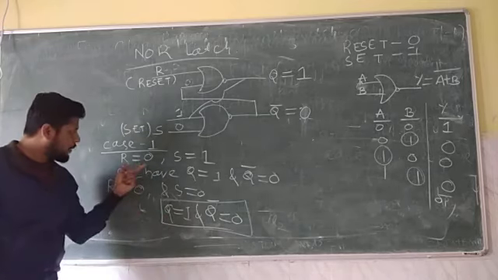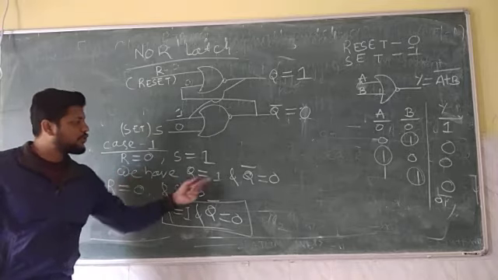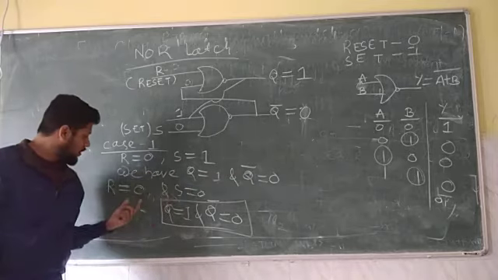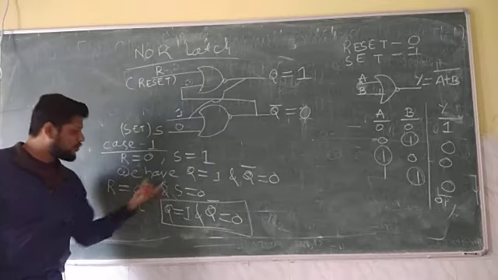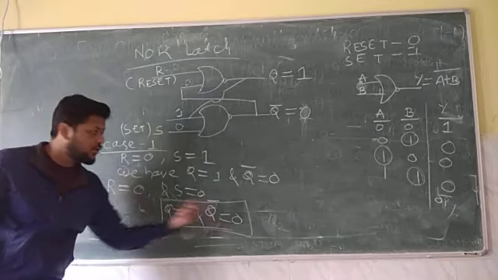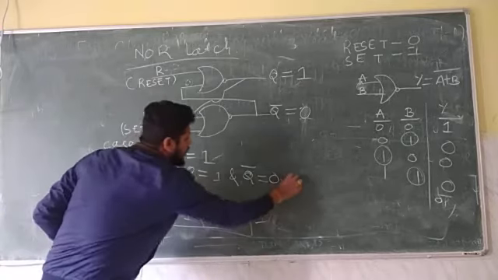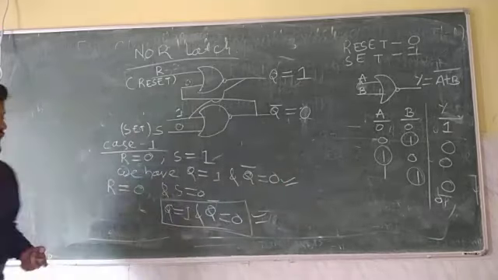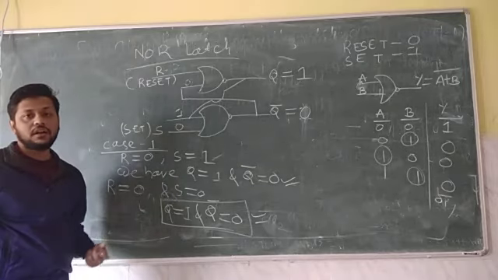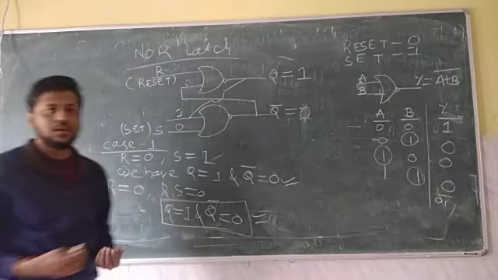Now you can see here, first I am applying R is equal to 0, S is equal to 1. At that moment we have Q is equal to 1 and Q bar is equal to 0. Again I am applying R is equal to 0, S is equal to 0. Then also we are getting Q is equal to 1 and Q bar is equal to 0. So even though the inputs are changed, the outputs remain same. So this is your condition for memory. This R is equal to 0 and S is equal to 0 is known as your memory condition.